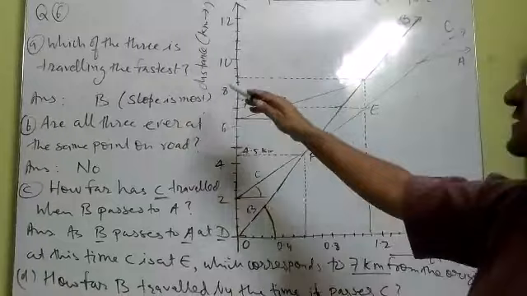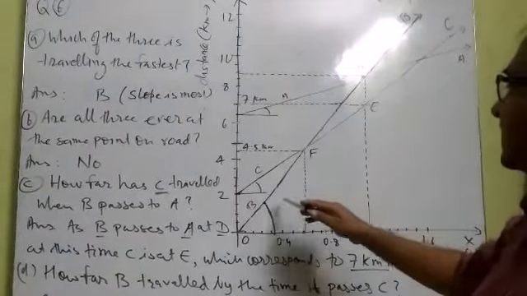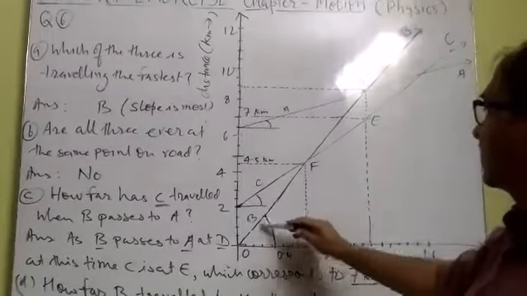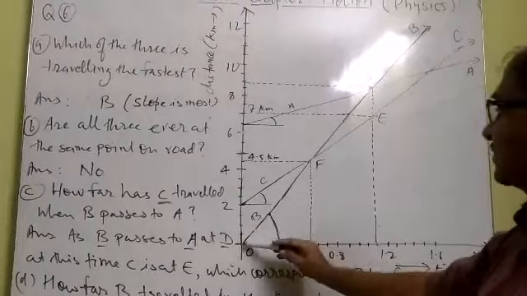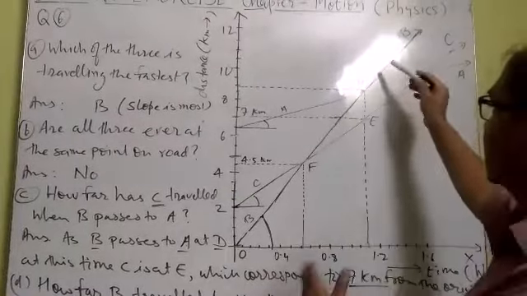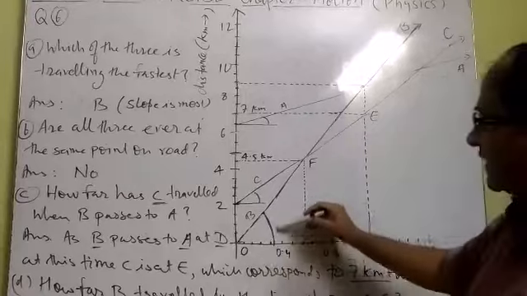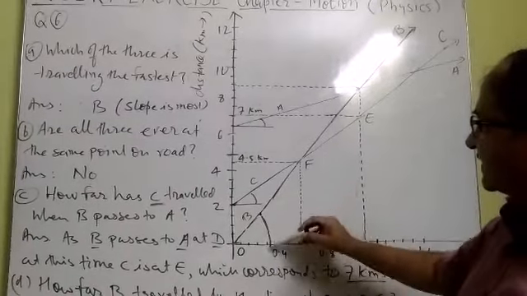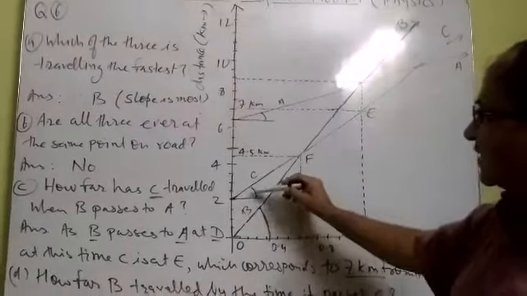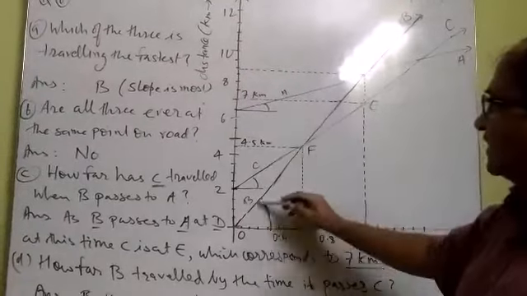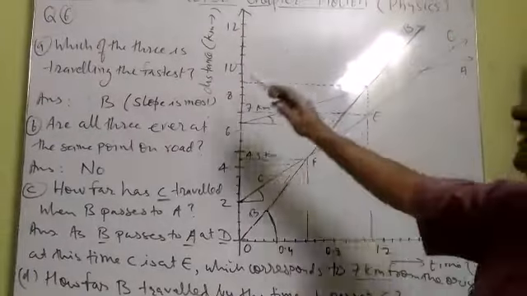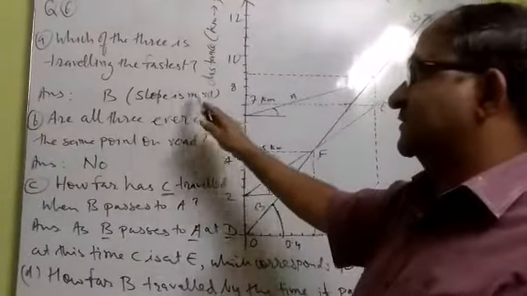To answer this question, we have to see the slope of all three graphs. You see, graph B has the highest slope because the angle of this graph with the x-axis is highest. You can compare all three. B has the highest slope, that is why B travels fastest.